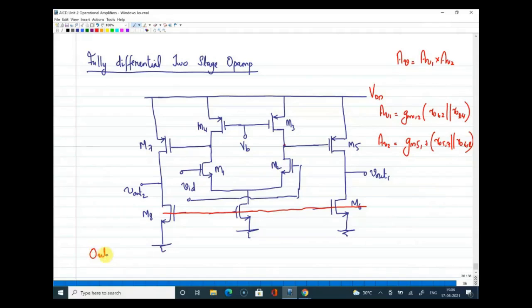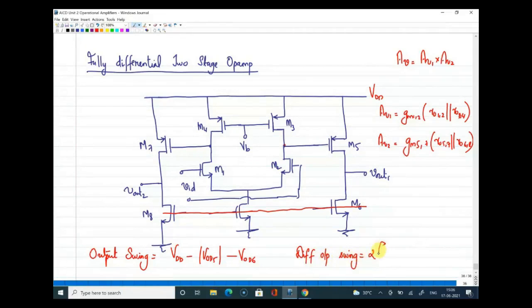Now looking at output swing, it can be directly written as VDD minus 2 overdrives. One is the overdrive of M5 if I'm looking only at the right-hand side, and another is the overdrive of M6. So this will be the output swing. And the differential output swing will be twice this value: 2 times (VDD minus VOD5 minus VOD6). This is the differential output swing, right?